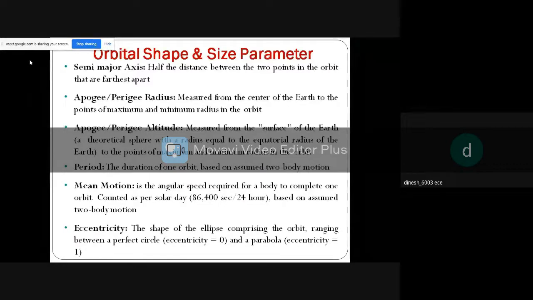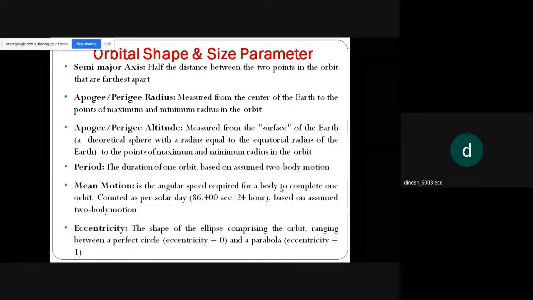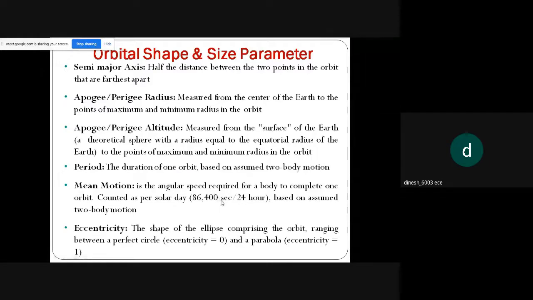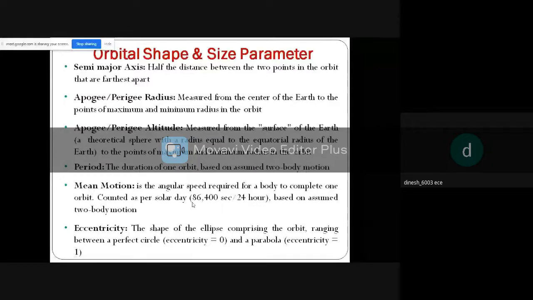Next is mean motion. Mean motion is the angular speed required for a body to complete one orbit. Angular speed, so the speed at which the satellite moves to complete one orbit. Generally we compute it for one solar day as 86400 seconds or 24 hours, which is equal to 1 day. So for 1 day it takes this many seconds as your mean motion, considering two body motion.